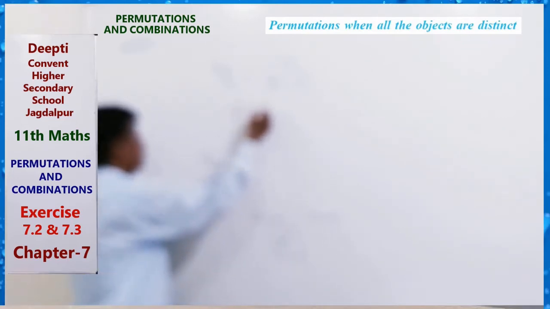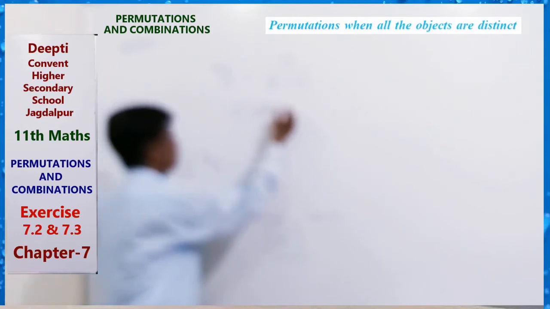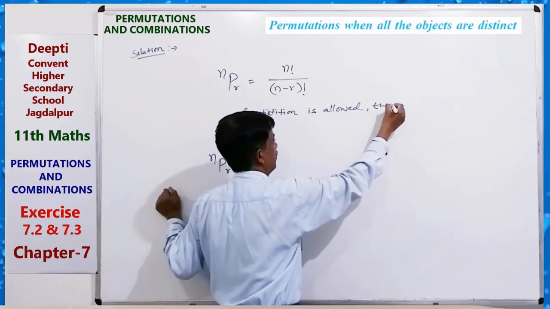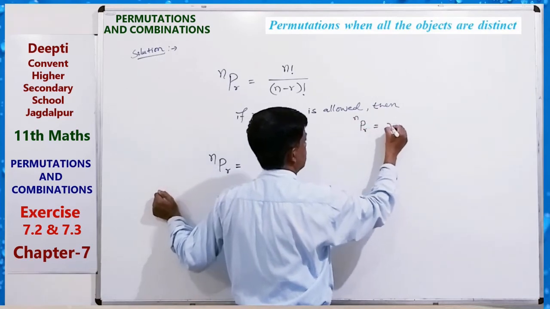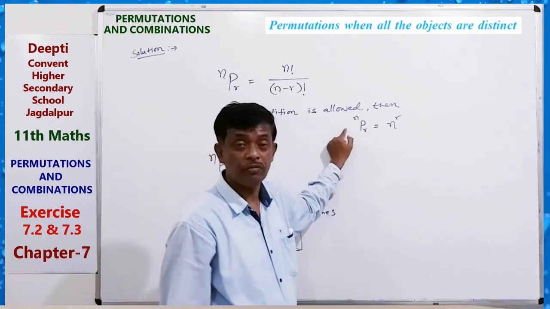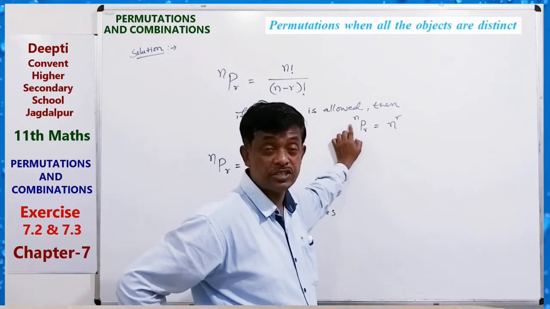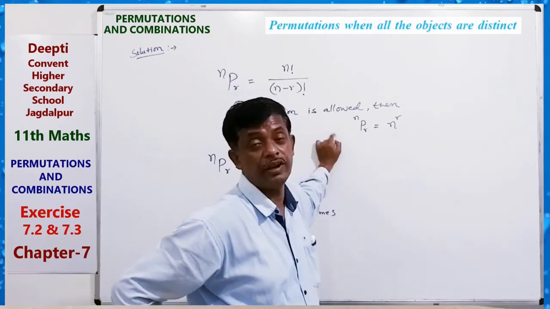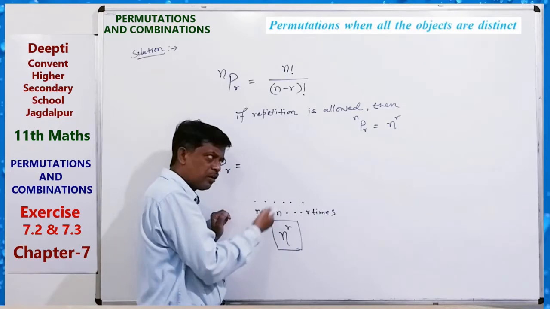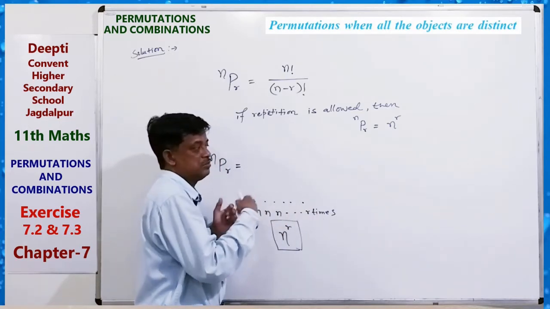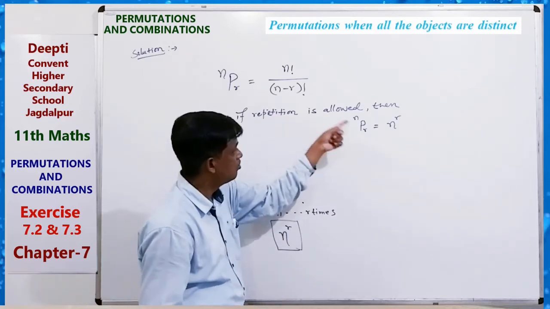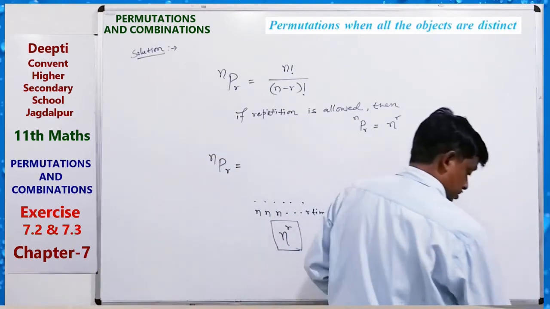If repetition is allowed, then nPr equals what? n to the power r. The arrangements of r objects from n distinct objects, but repetition allowed, is n to the power r. Because the r places can be filled one by one by taking r objects, and because repetition is allowed, n objects are available all times. So n into n up to r times, n to the power r. Clear? So this is the permutation.